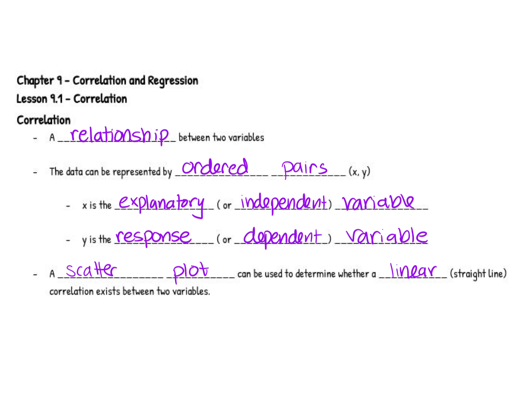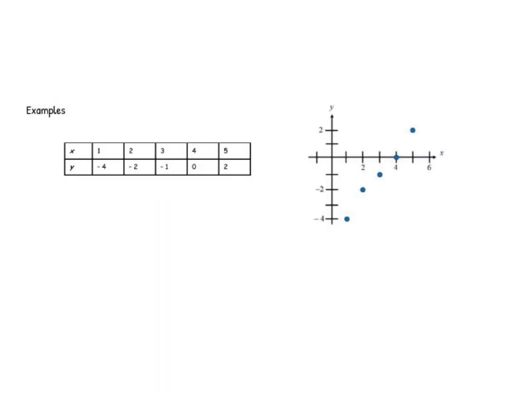A scatter plot can be used to determine whether a linear correlation exists between two variables. So some examples of what a scatter plot is, and kind of seeing that linear relationship, here are your ordered pairs that create your scatter plot, and then here they are plotted. They're not perfectly in a straight line, but they kind of move up in that direction.